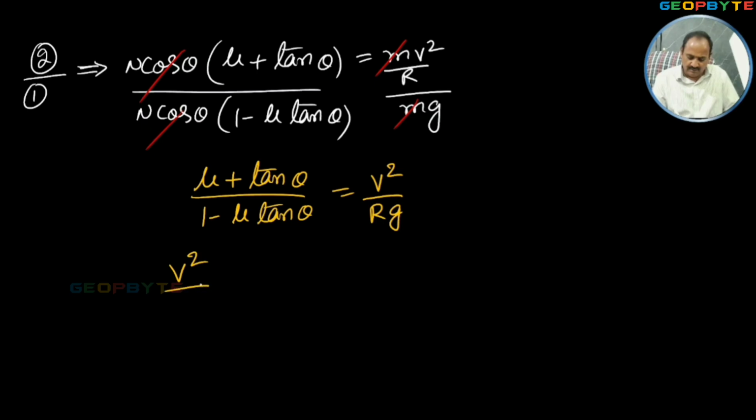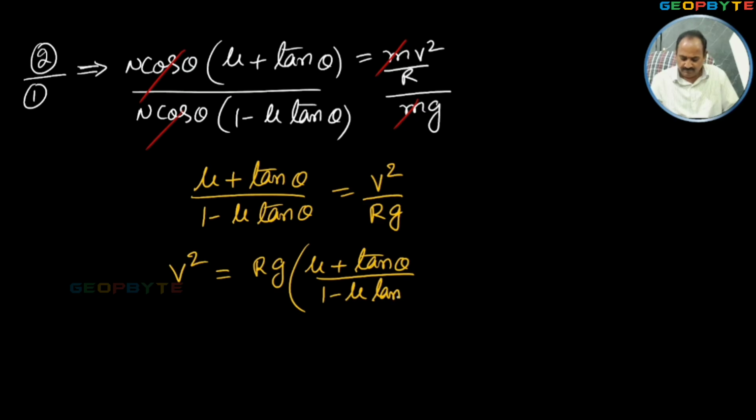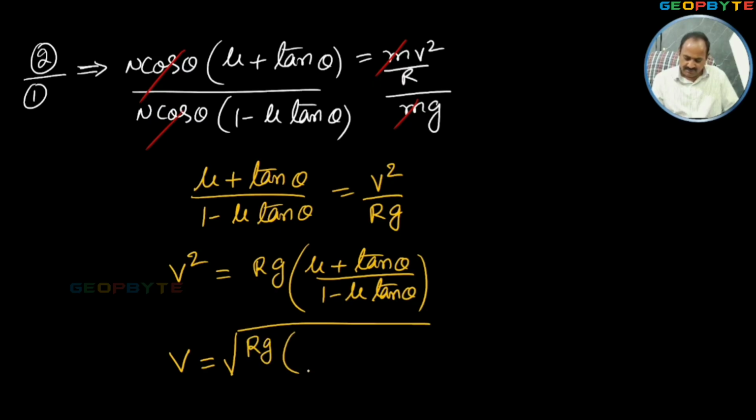From this, let us decide the v square value. V square equal to rg times (mu plus tan theta) by (1 minus mu tan theta). Therefore, the maximum safe turning speed v equal to root over rg into (mu plus tan theta) by (1 minus mu tan theta).